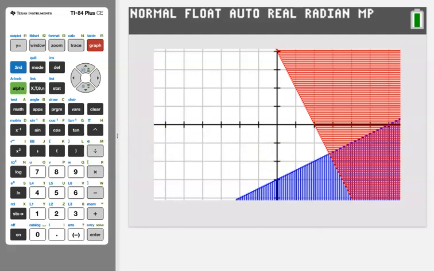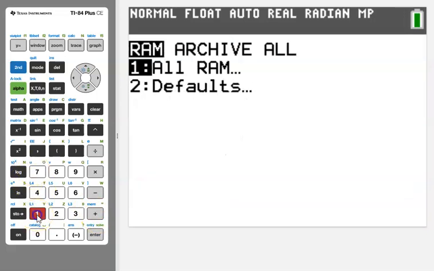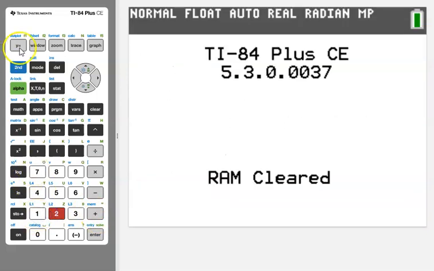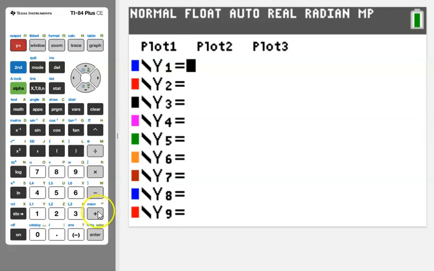To start, I'm going to clear my memory. Second, plus 7, 1, 2. Go to y equals. Type in 2x minus 3. To create an inequality, go all the way to the left until this symbol with the little square begins to flash and type enter.